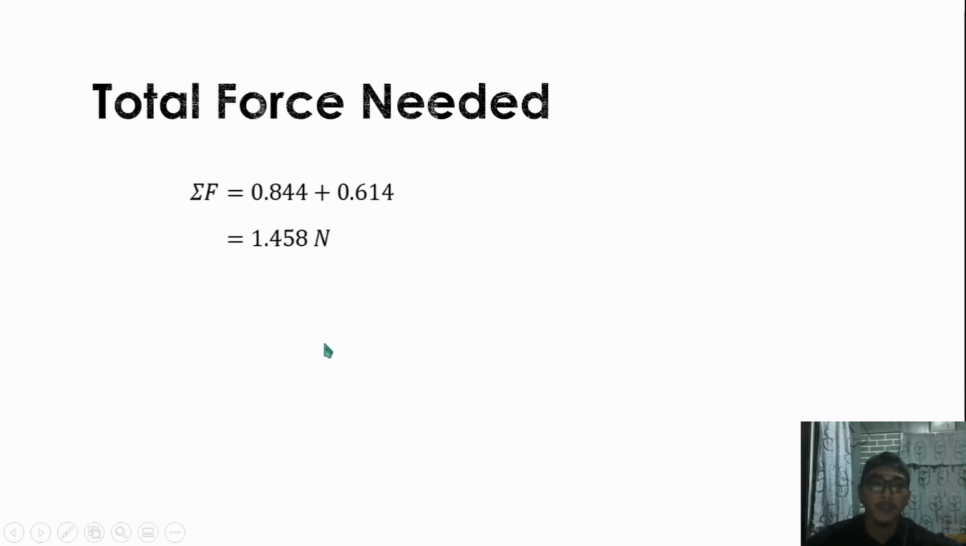The total force needed to push the pedal to 30 degrees is 1.458 Newton.